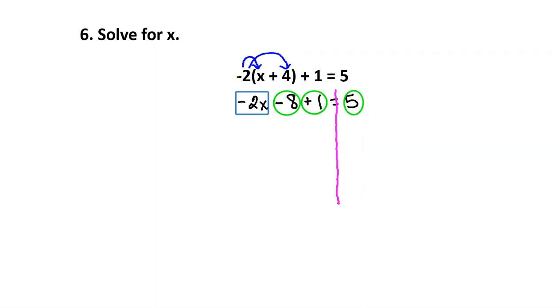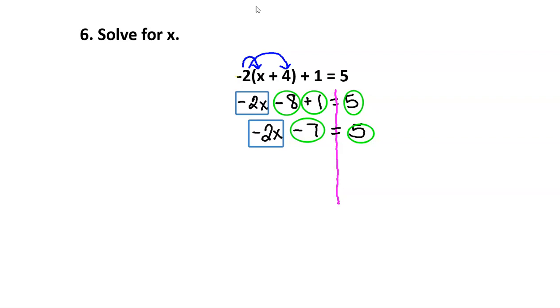Okay, so now the next question asks, are there like terms on the same side of the equal sign? Well, right there I can see I have a -8 and a +1 together on the same side of the equal sign. So I am going to just bring down the -2x. -8 plus 1 is going to give me -7, and then the 5 is still by itself over here. So again, I can use my boxes and my circles to help me identify pieces. All right, so I combined my like terms.